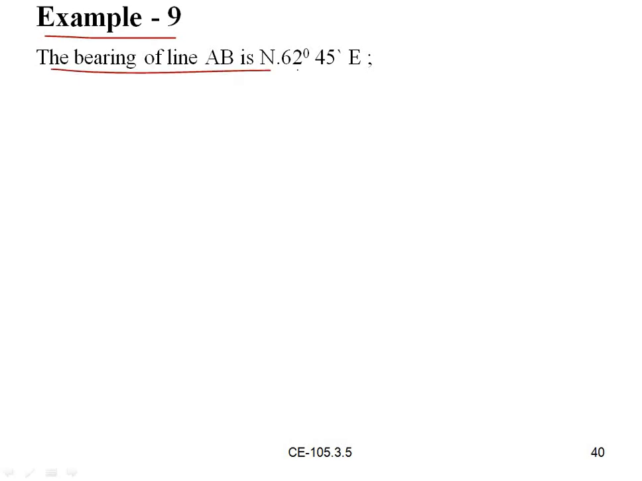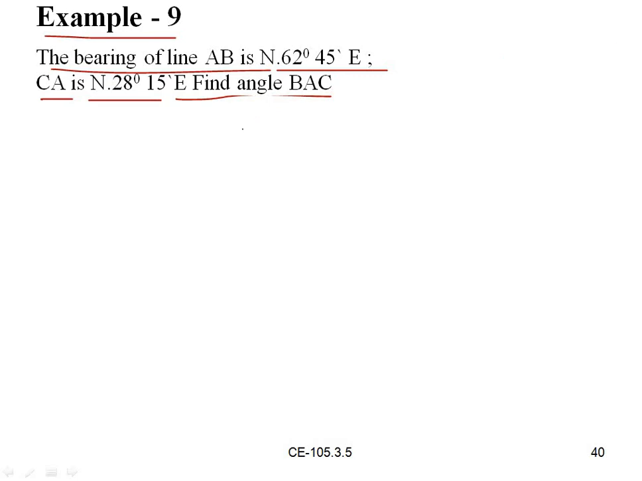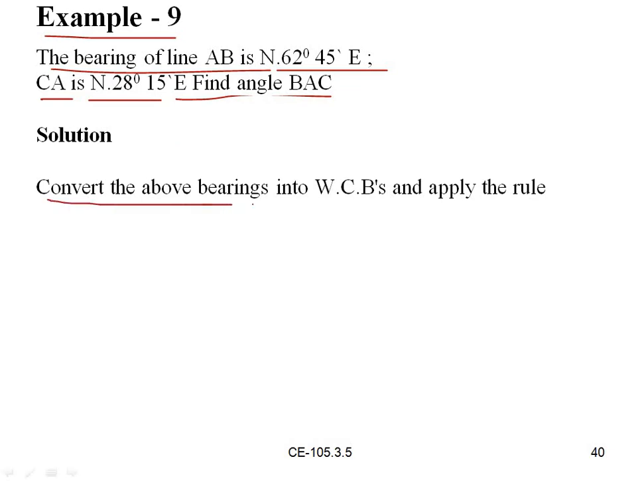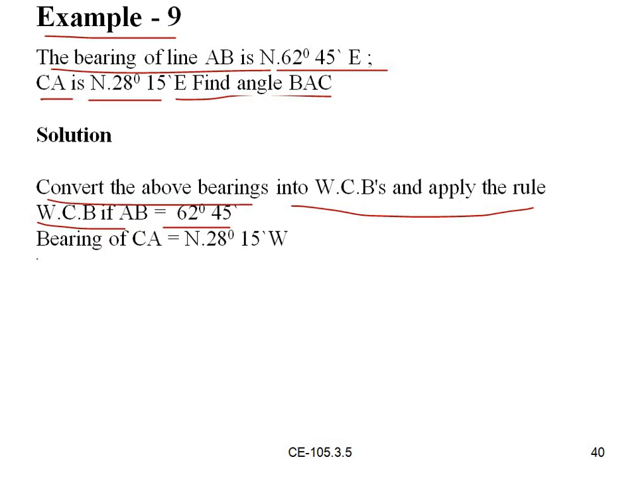Then example number 9. The bearing of line AB is north 62 degrees 45 minutes east. CA is north 28 degrees 15 minutes east. Find angle BAC. So convert the above bearings into whole circle bearings and apply the rule. Whole circle bearing of AB is equal to 62 degrees 45 minutes, bearing of CA is equal to north 28 degrees 15 minutes west.